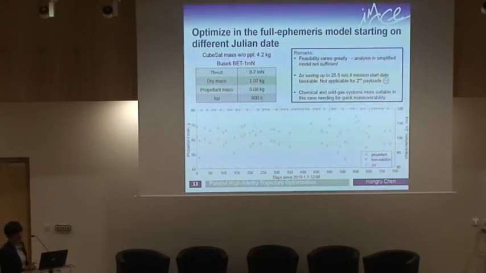Let me just assume that there's no solution on those dates, and the conclusion is that the feasibility varies greatly with the mission date. So analysis in a simplified model is certainly not sufficient. If we get to choose a mission date, the biggest difference in delta V is 25 meters per second, so we can have a saving of that amount. But the sad news is that for most CubeSat missions, we don't get to choose the date because it's a secondary payload. The mission date generally complies with the major mission. In this case, I would say chemical and cold gas systems are more suitable because low thrust trajectories are not always available.